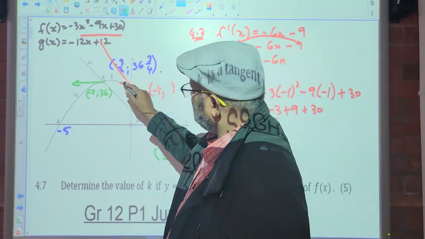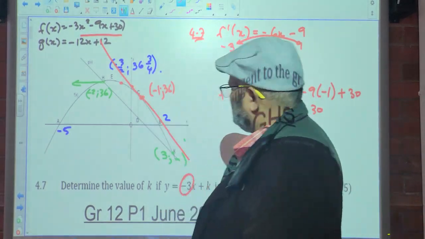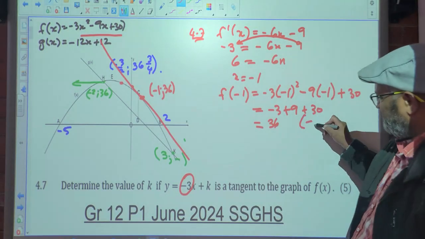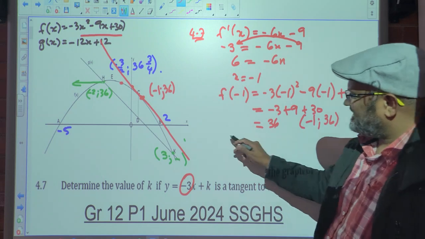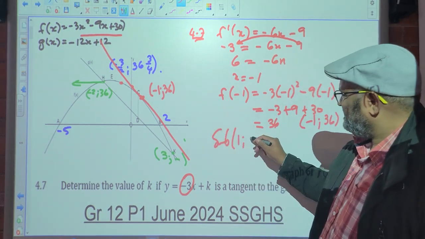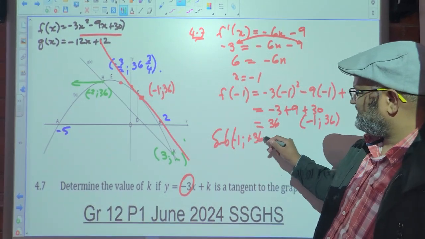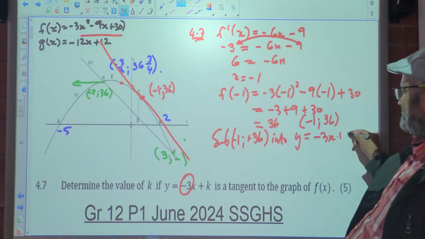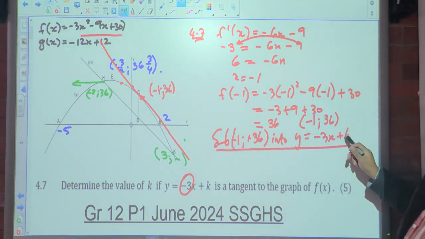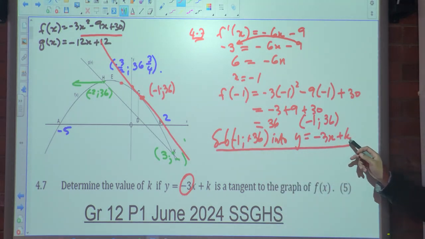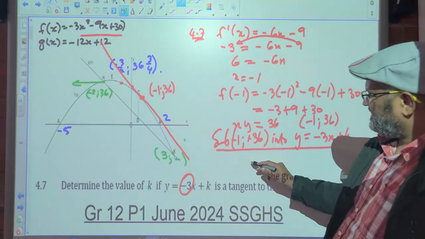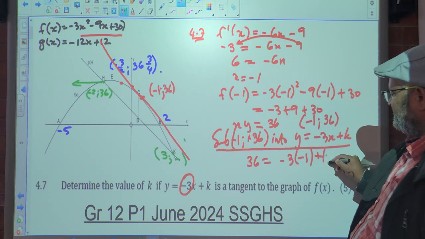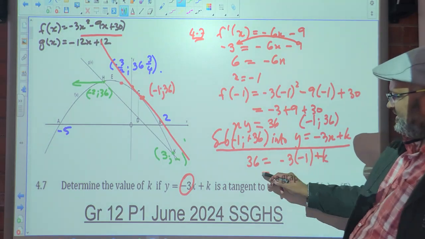So this is that point there, which is (-1, 36). Alright. So what I do now, remember the point of contact (-1, 36), I substitute (-1, 36) into y = -3x + k. As you can see, there's one unknown that I need to solve here, which is k. Remembering that's an x and a y, so 36 = -3 times -1 + k. So k has to be 33.